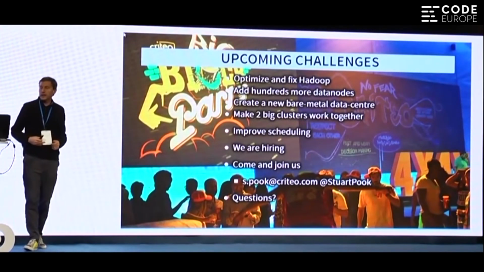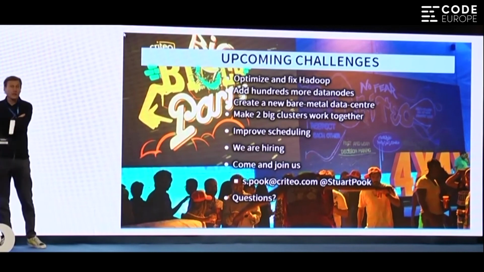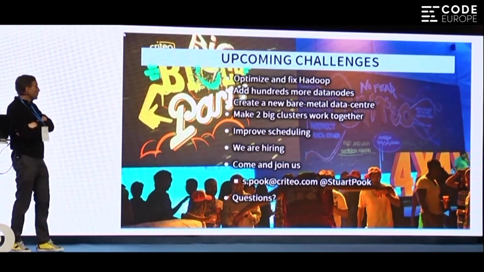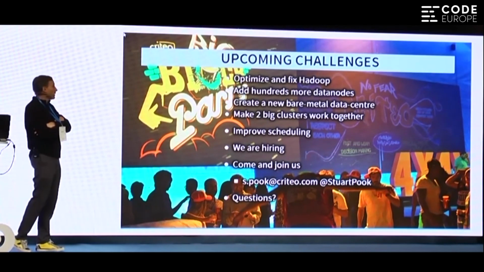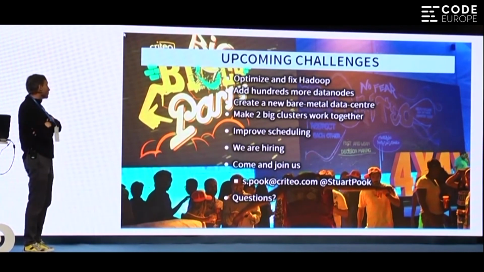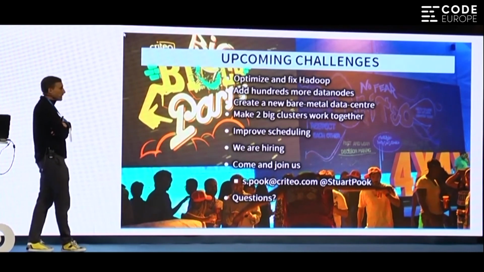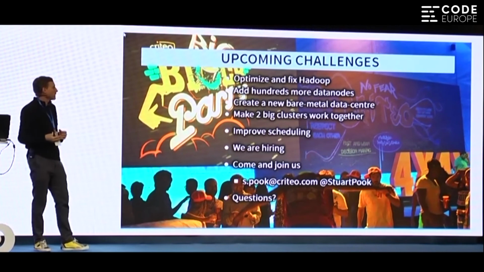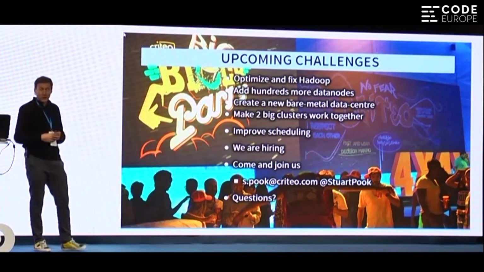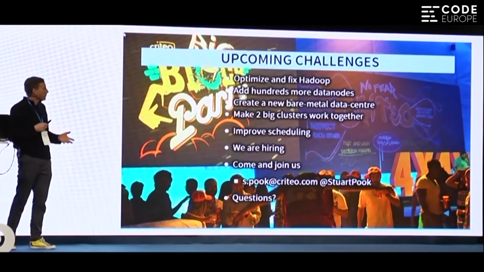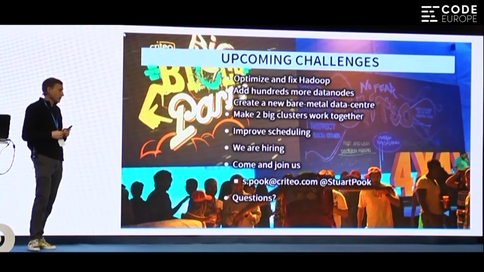So what are we going to be doing in the next little while? We're going to be continuing to optimize and fix bugs that we find in Hadoop, optimize how it's tuned, and find the bugs and fix them. We're adding hundreds of data nodes a month. We're going to build a brand new data center somewhere in Paris or near Amsterdam. We don't know yet. Once we have the second cluster running, we need to make them work together. We need to copy petabytes of data between them every day. We need to improve the scheduling because we have so many jobs with different priority levels, with different requirements, that we need to rework the scheduling that we're currently using.